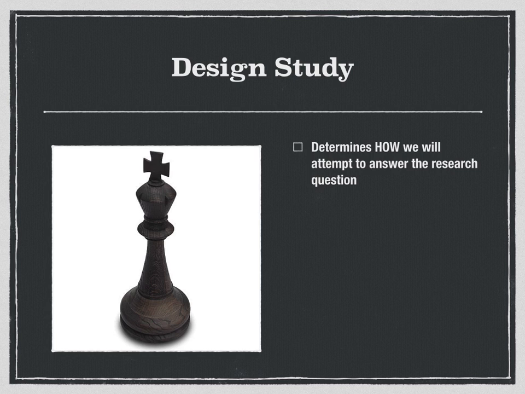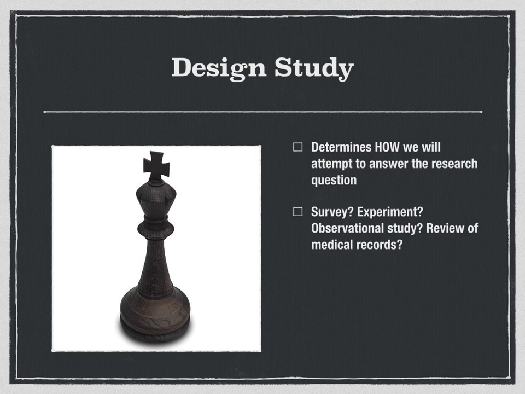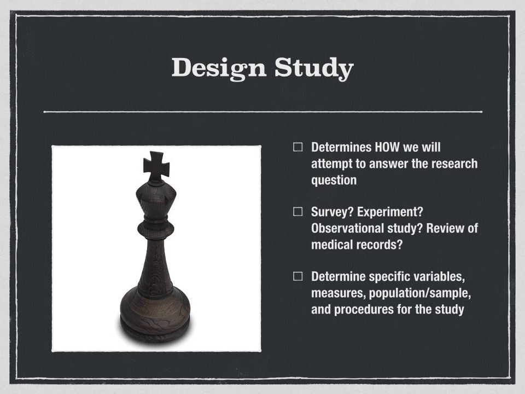So, designing a study determines how we will attempt to answer the research question, and chooses the best method for answering your question. And here's also where you will determine specific variables, measures, population, sample, and procedures for the study. Now, if those terms don't make a lot of sense yet, that's okay. We'll go into a lot more detail later. But these are very crucial details for designing your study and how you will proceed from here.